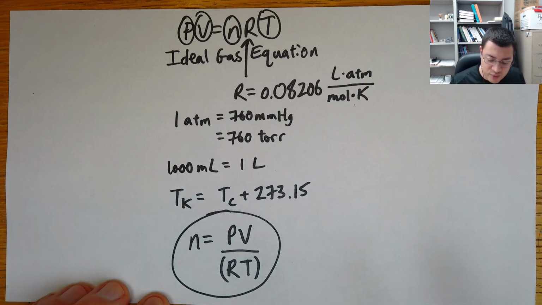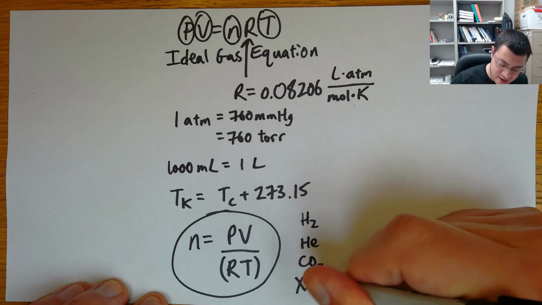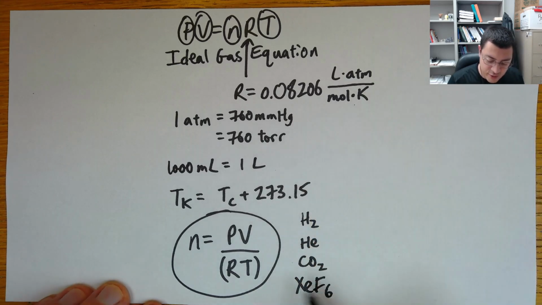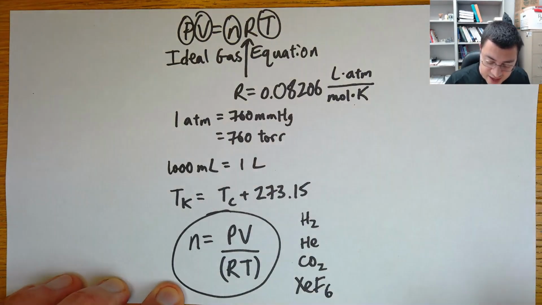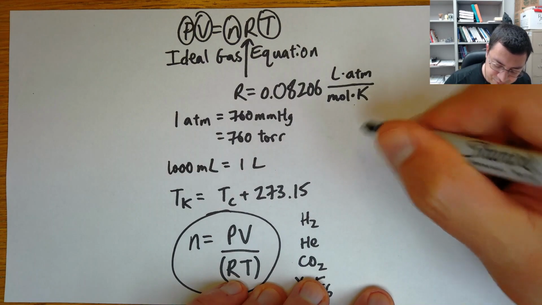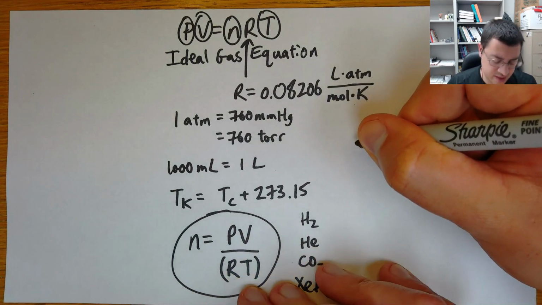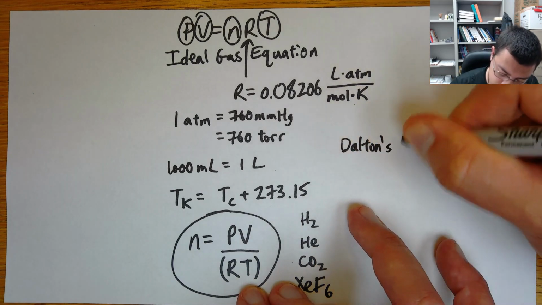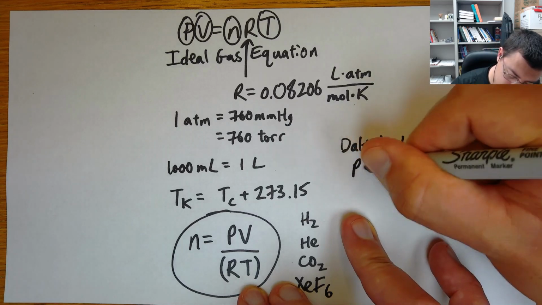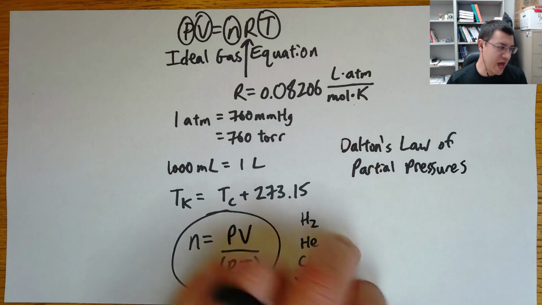And in Chem 101, we assume that any gas, whether it's like hydrogen gas or helium or carbon dioxide or xenon hexafluoride, whatever, they're all going to act the same. All right, that's pretty cool. So that's the ideal gas equation. And there's one more equation before the next page. This is going to be Dalton's law of partial pressures. All right, same Dalton that came up with Daltonism, atomism.